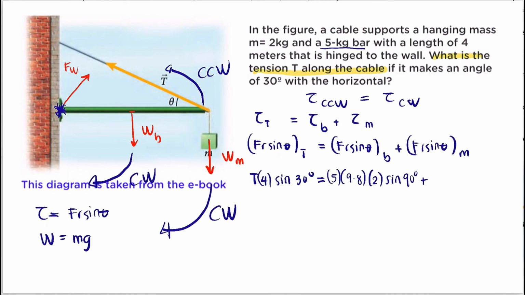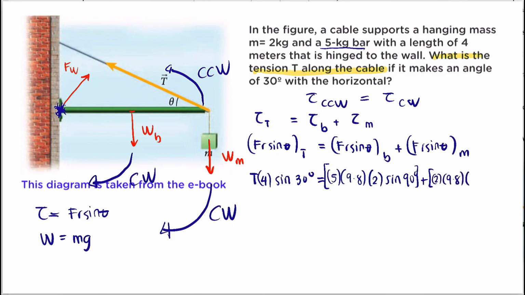Plus the Fr sine theta of the hanging mass now. So similarly, the weight of, or the force of the hanging mass is just equal to the weight of the hanging mass, and that is equal to its mass. Let me just put this in a bracket. That is equal to the mass, which is 2 kilograms multiplied by 9.8.